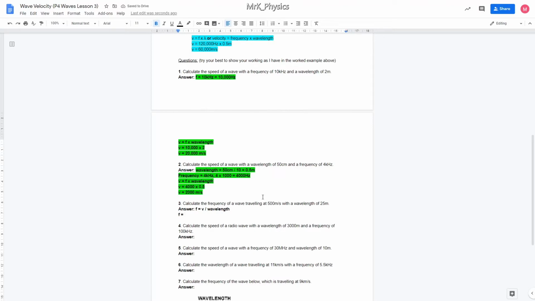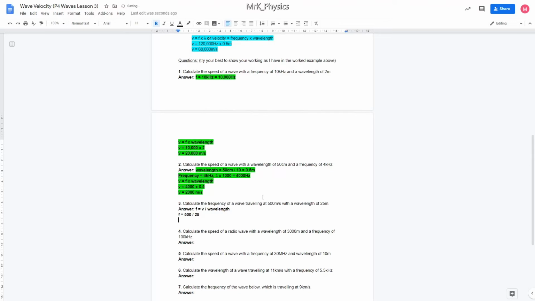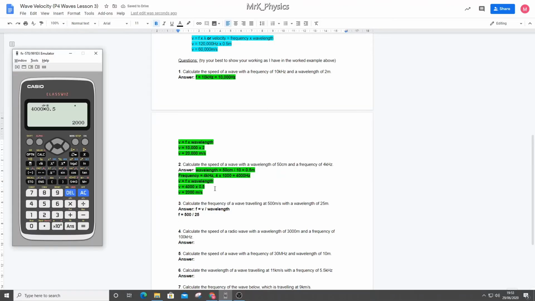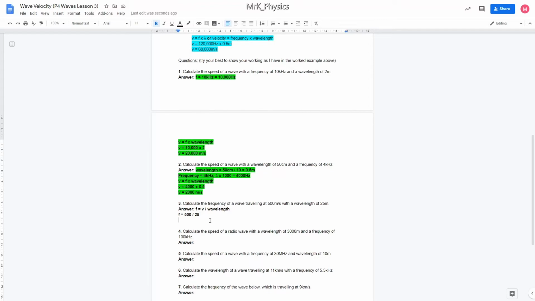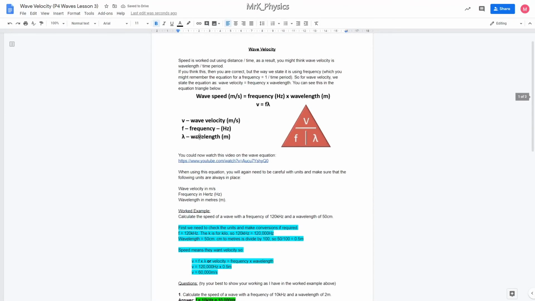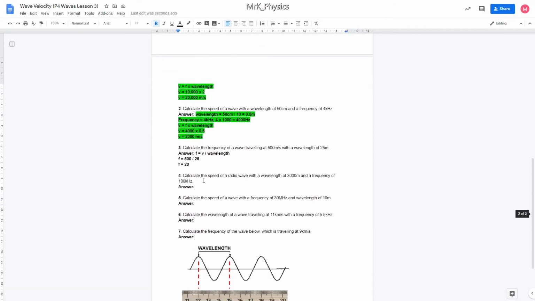So all that we have to do here is 500 meters per second, which is our wave speed, divided by the 25 meter wavelength. 500 divided by 25, let's just bring up that calculator. 500 divided by 25, and we have an answer of 20. So F equals 20, and because everything is in standard units and we're looking at frequency, it must be in hertz or Hz. Okay, question number 4.